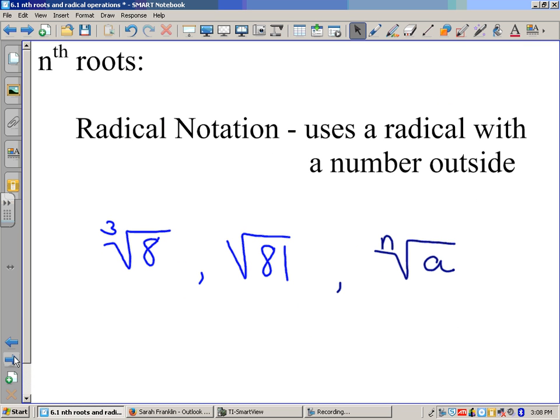Radical notation for nth roots. Eventually you're going to see there's another way to write roots, but with a radical, you will see the radical with the number outside in the little corner. For the cube root of 8, you see the 3 signifying cube root. Any other root besides a square root, you're going to see a number so you know what root it is. If it is a square root, you see nothing. It is understood that there's a 2 there, but we don't write it because we don't need to. We know that is a square root.